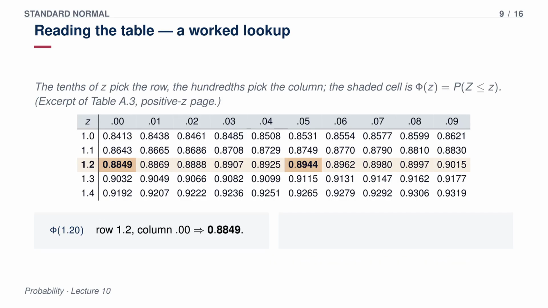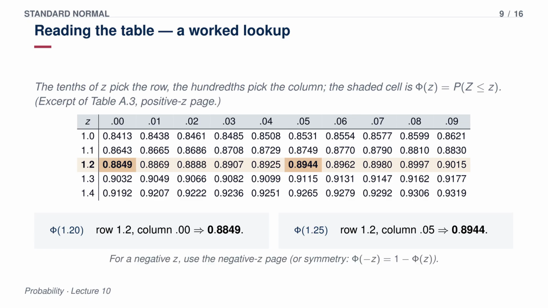The tenths pick the row, the hundredths pick the column. Say you want phi of 1.20. Go to the row for 1.2, slide over to the column for 0.00, and the cell reads 0.8849. There it is. Now phi of 1.25. Same row, 1.2, but now the column for 0.05. That's 0.8944. The hundredths digit is the whole reason there are 10 columns.